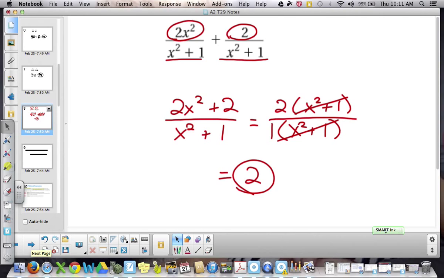All right, that's the end of part 1, adding and subtracting rational expressions with like denominators.